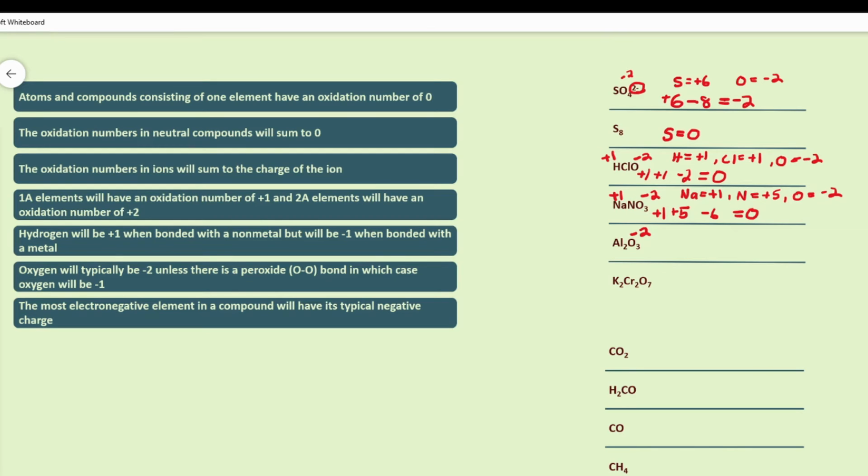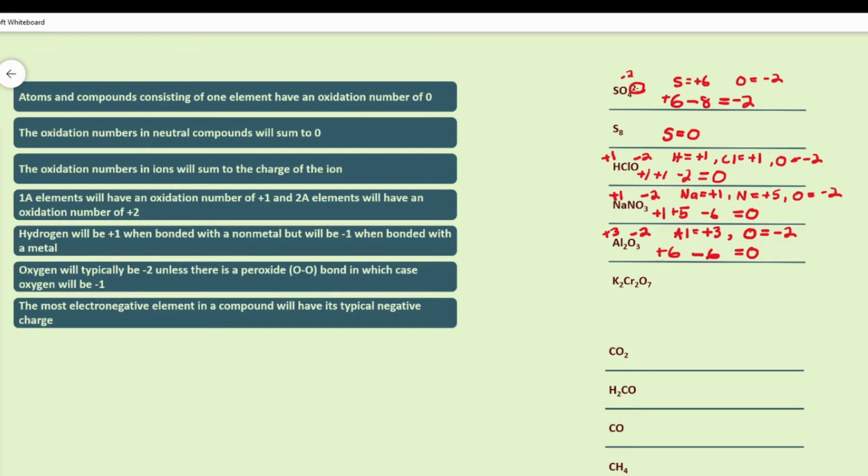And then, of course, there's 3 of them, so we've got -6. We're going to sum to 0 because it's a neutral compound. And then there's 2, this time there's 2 aluminums. So we know we've got to have a total of +6 here, but since there's 2 of them, the aluminum must be a +3. So +3 times 2 is +6. So then that gives us the aluminum equals +3. And then our oxygen equals -2.